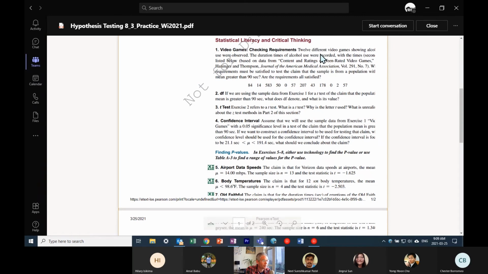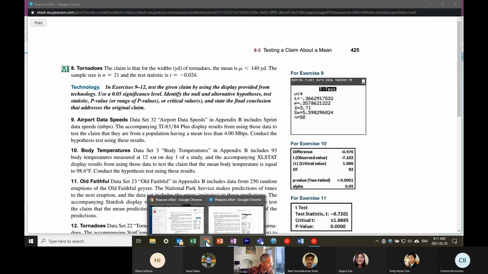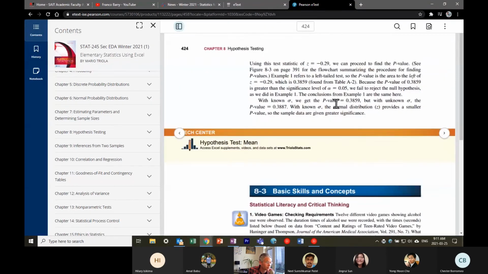So it says 12 different video games showing alcohol use were observed. The duration times of alcohol use were recorded. So I guess these are seconds. Here, test the claim that the sample is from a population with a mean greater than 90 seconds. This is where I took it from, page 424 here.